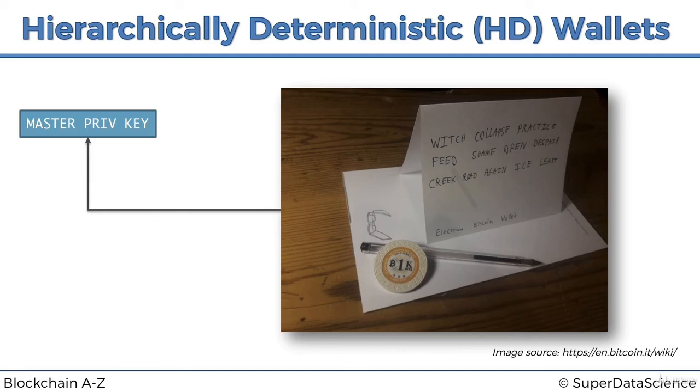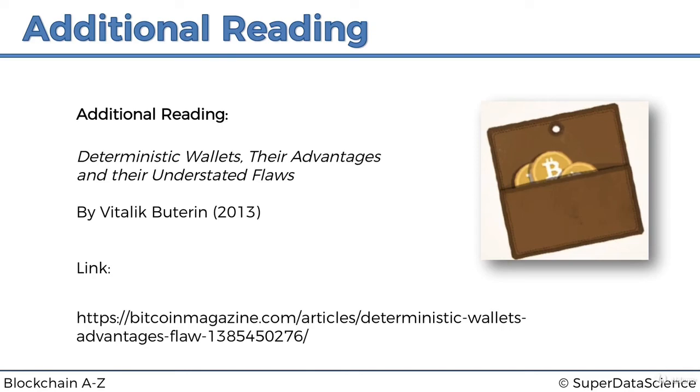So there we go. That's how HD wallets work. And if you'd like to learn more, then check out the article by Vitalik Buterin. It's called Deterministic Wallets, Their Advantages and Their Understated Flaws. So it's a great description. It's got some great analogies there about how to think about these wallets. This part about the understated flaws, that is him referring to what is it called?